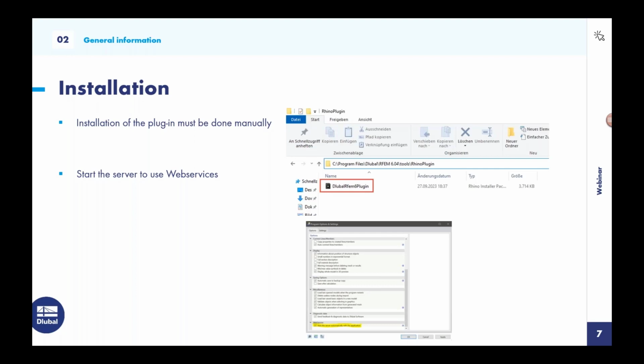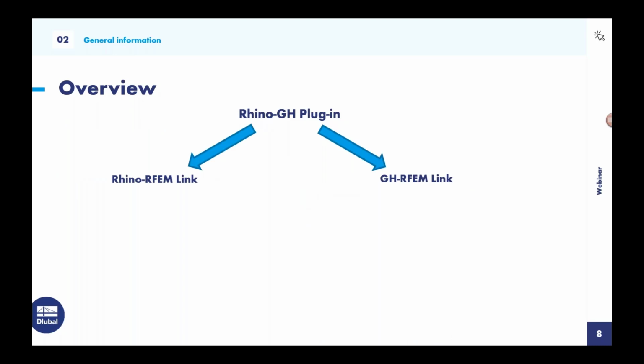After the installation, we have two plugins installed. One is the Rhino RFEM link. With this plugin, we can import and export data between Rhino and RFEM. We can import and export lines and surfaces, and this is limited to the pure geometry. So information about sections or material thicknesses is not exported with this link. And in this webinar, we will show you the Grasshopper RFEM link.